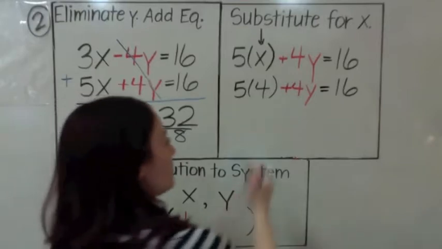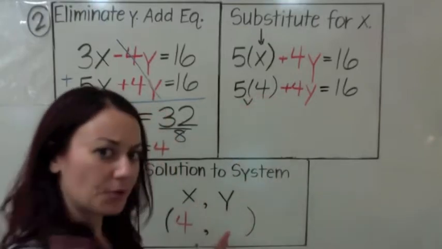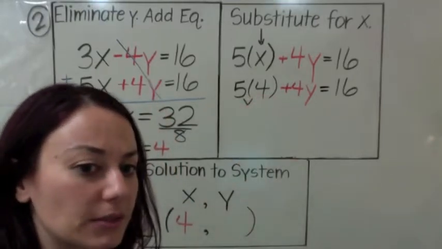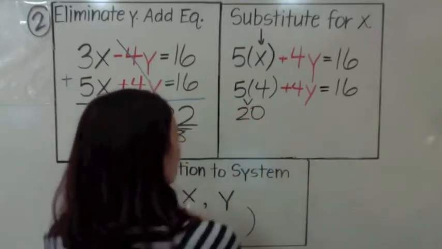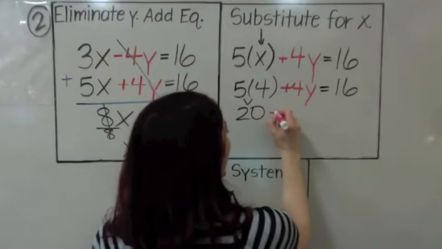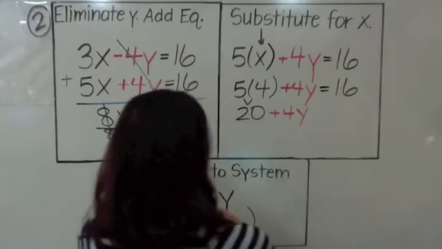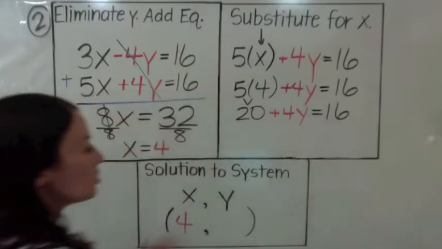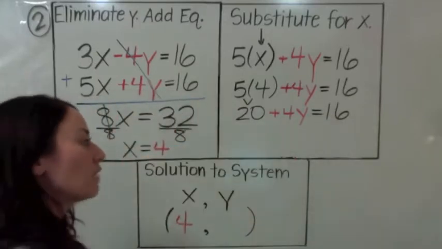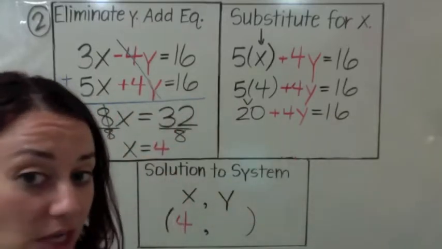So what is 5 times 4? Multiplying. They're both positive numbers. 5 times 4, what is it? It's 20. Plus 4y equals 16. So now you have an equation you have to solve. We're solving for y. Remember how to solve an equation?